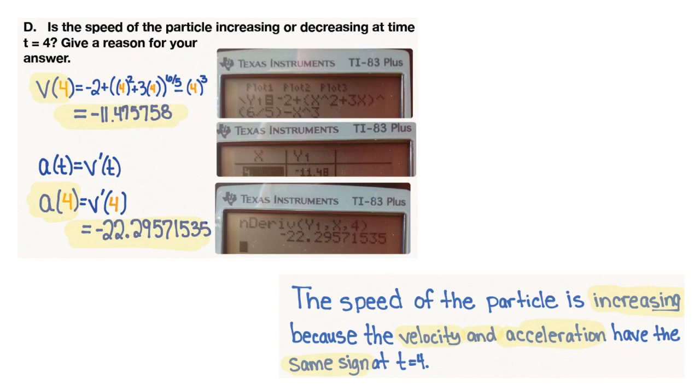There was 1 point for finding V of 4 and A of 4. A of 4 and V prime of 4 are the same thing, so either of those is fine. And 1 point for the justification that the velocity and acceleration at time 4 are the same sign.